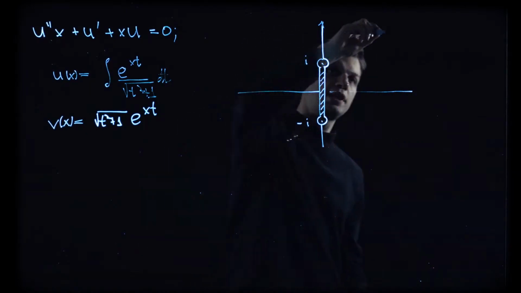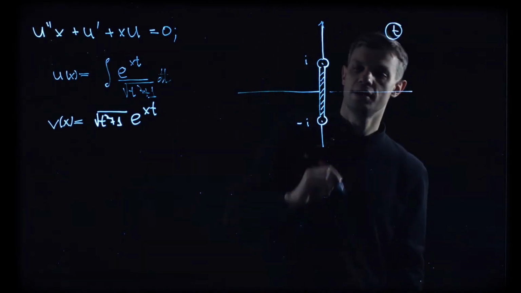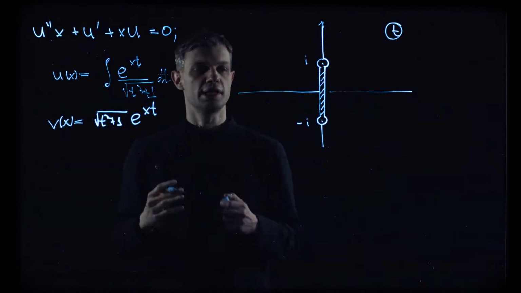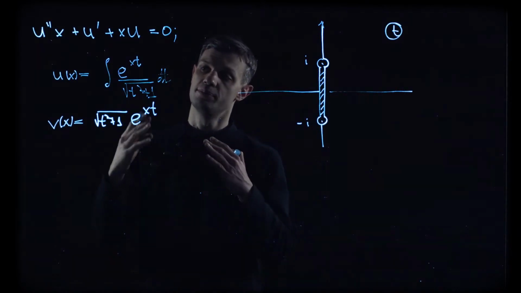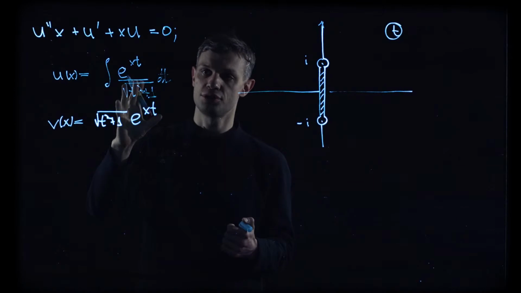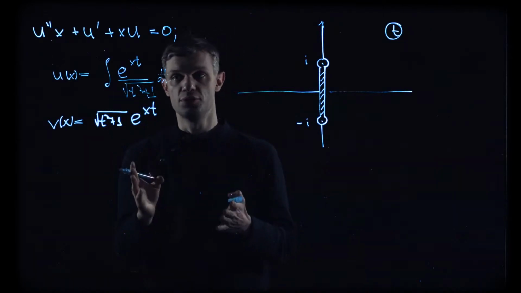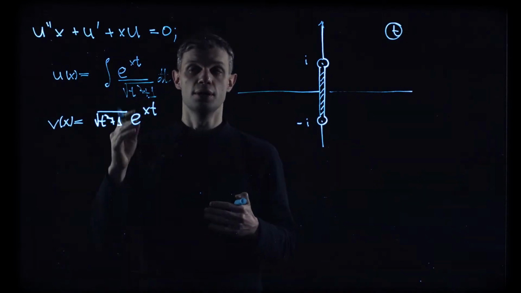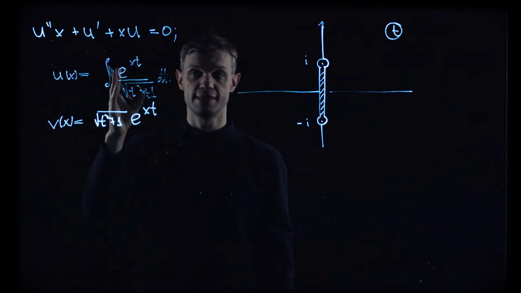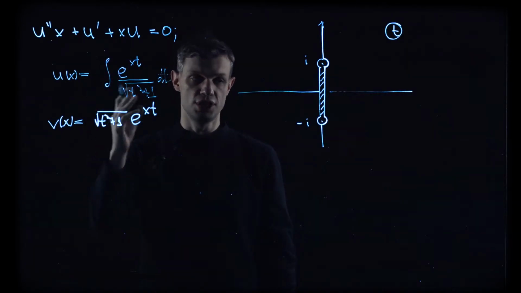So what we'd like to do right now is discuss some more general properties of the solution. For example, last time we addressed the case when x was positive. The question is, what's going to happen with the solution when x is negative? So how does the asymptotic of the solution change?